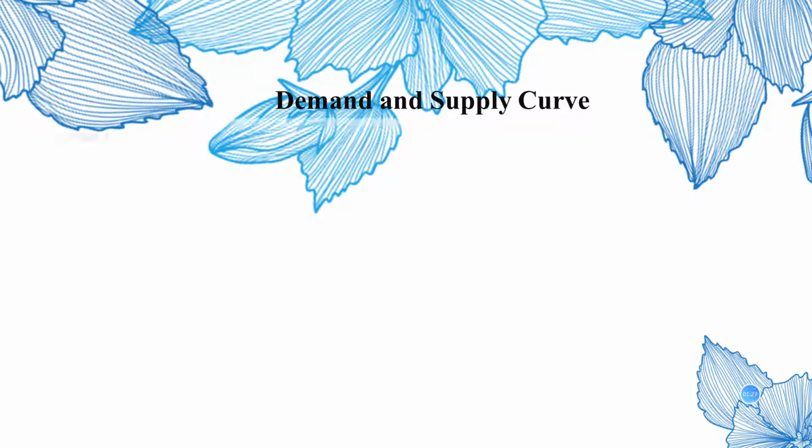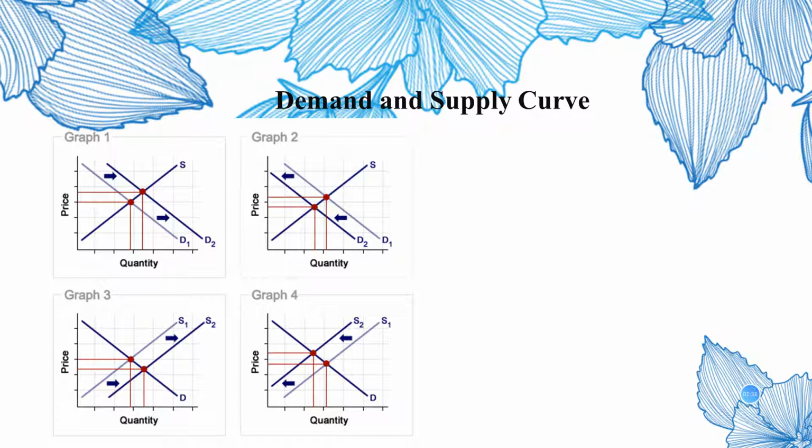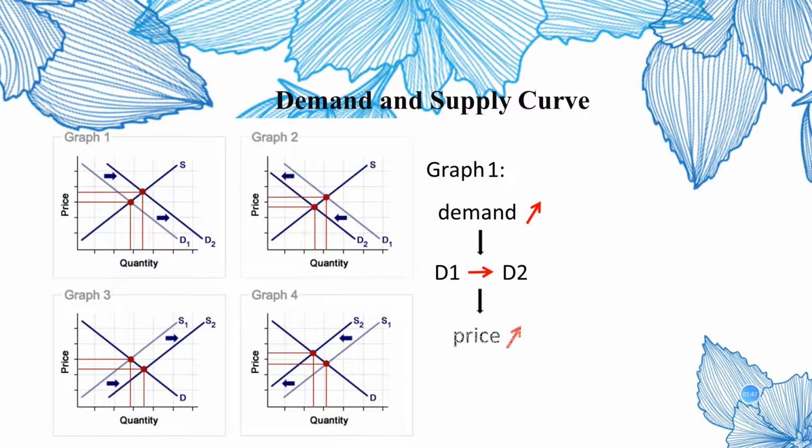In macroeconomics, supply and demand is an economic model of price determination in the market. As shown in Graph 1, if the quantity of the demand of the commodity goes up, the demand curve will shift upward, and the price of that commodity will increase. Similarly, if the demand goes down, the price will decrease.